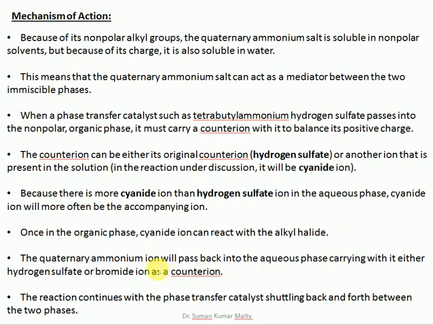Now the quaternary ammonium ion will pass back into the aqueous phase, carrying with it either hydrogen sulfate or bromide, which is liberated as a leaving group after the nucleophilic substitution reaction happens, as a counter ion. That means after the reaction is finished, the tetrabutyl ammonium salt will pass back from the organic phase to the aqueous phase, carrying another counter ion, which could be hydrogen sulfate or the bromide, which is a leaving group, and the reaction continues with the phase transfer catalyst shuttling back and forth between the two phases.